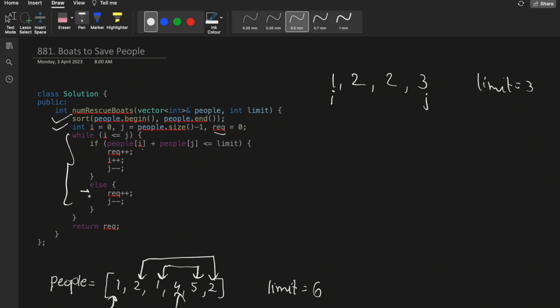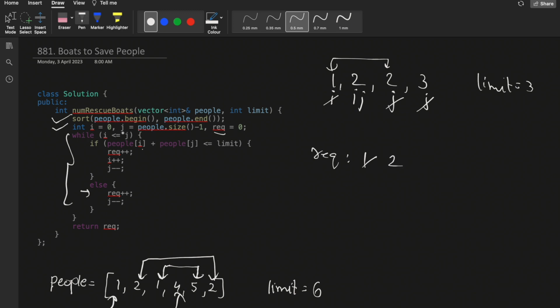So the else condition will hit here. During this part, we will do required plus 1 and j minus minus. So we are now here, because 3 plus 1 is greater than the limit of 3. So this if condition is not satisfied and we are in the else part. Now again the loop will run. Here at this point again we will check if i plus j is less than or equal to limit. Now 1 plus 2 is less than or equal to limit, correct? So what we will do is increment i here, decrement j here, and our requirement will become 2 now. Okay, got it.